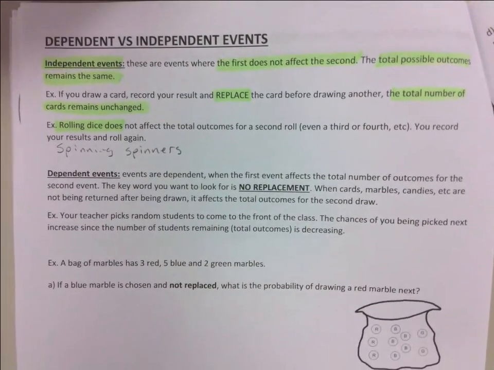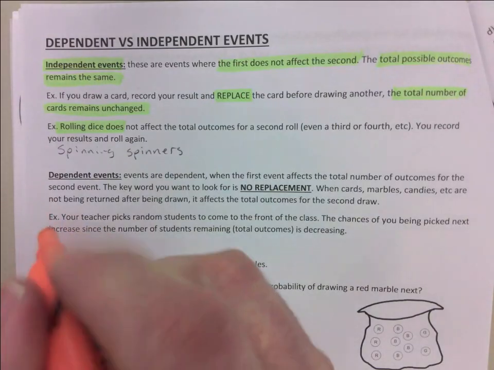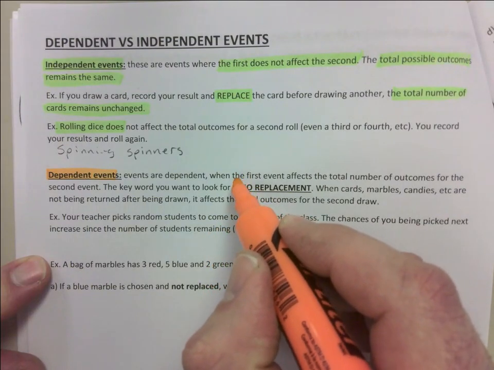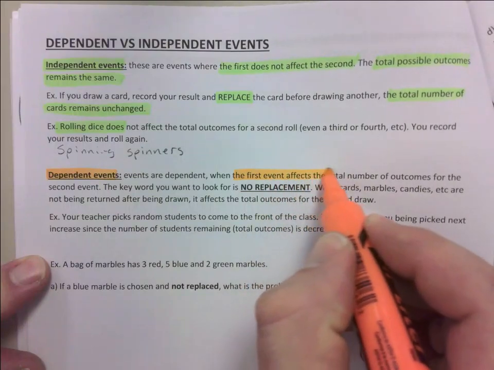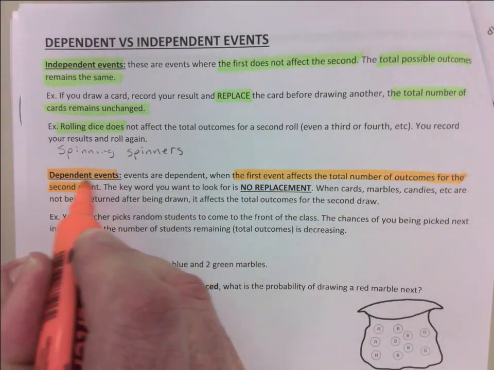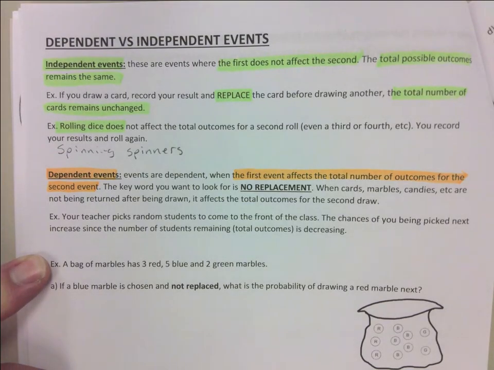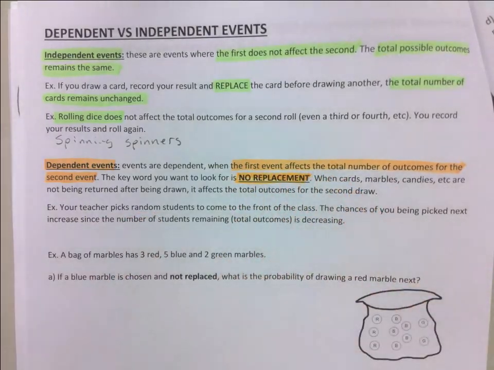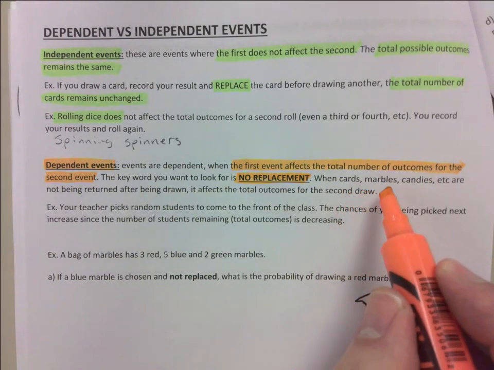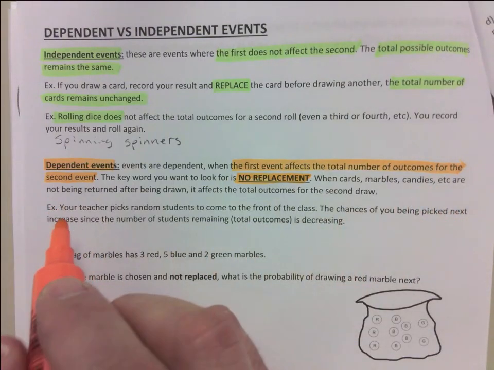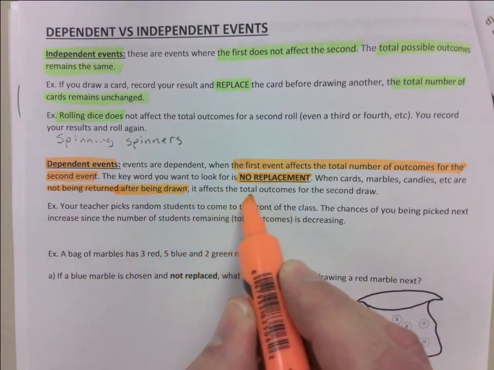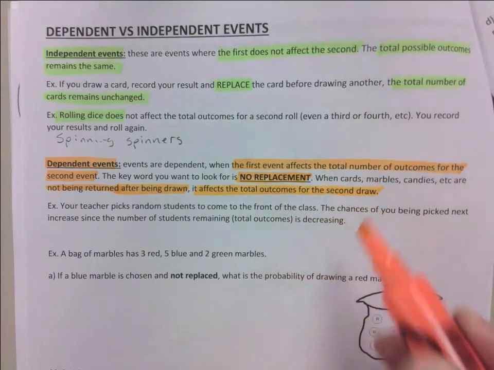Dependent events. I'm going to use a different color for that one. We would call events dependent when the first affects the total number of outcomes for the second event. Okay, the key word is no replacement. So you're not replacing items. So when cards, marbles, candies, etc. are not being returned, you're not returning it after being drawn, it affects the total number of outcomes for the second draw.